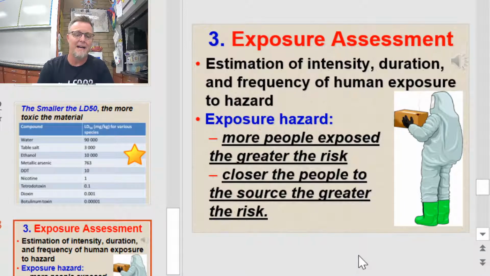So exposure hazards basically involve, the more people that are exposed, the greater the risk. The closer the people to the source, the greater the risk, right? That's how we evaluate exposure assessment. So if there's tons of people very nearby, greater risk. If we're looking at chemical plants and things like that, we don't want to put a fertilizer manufacturing plant that has lots of ammonia in it in the middle of a housing tract, because you're going to have all kinds of people in close proximity to a chemical that is potentially very, very dangerous.